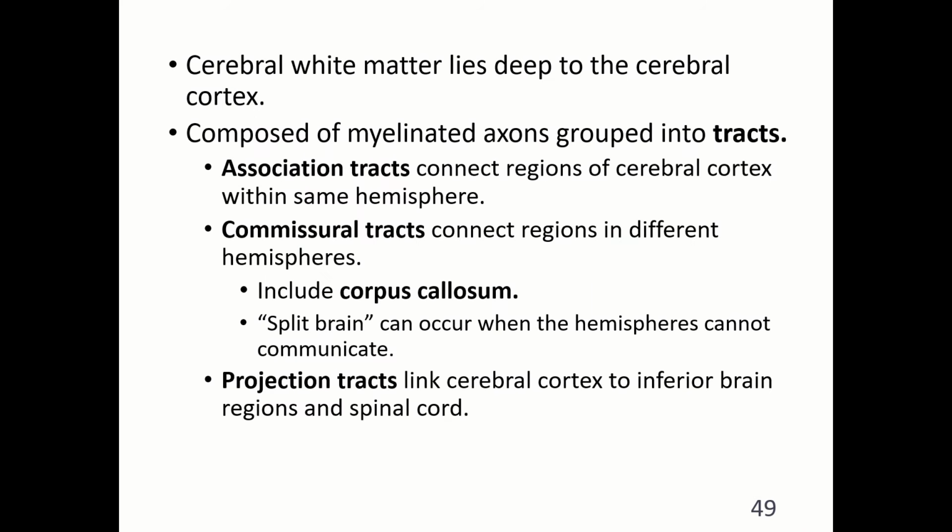Cerebral white matter lies deep to the cerebral cortex. It is composed of myelinated axons grouped into tracts. Association tracts connect regions of cerebral cortex within the same hemisphere. Commissural tracts connect regions in different hemispheres and include the corpus callosum. Split brain can occur when the hemispheres cannot communicate. Lastly, projection tracts link cerebral cortex to inferior brain regions and the spinal cord.